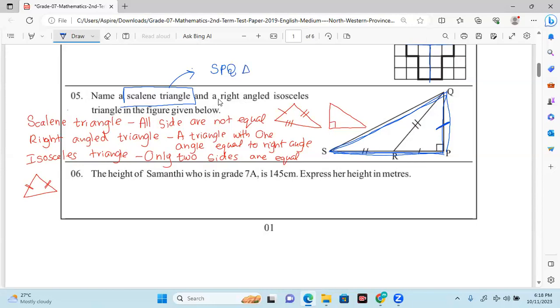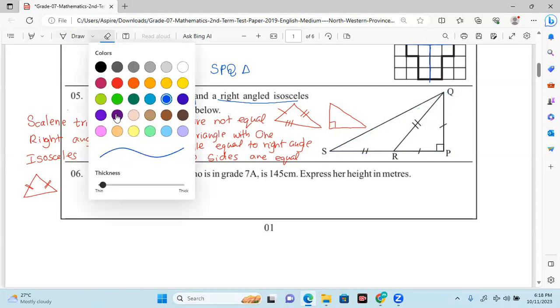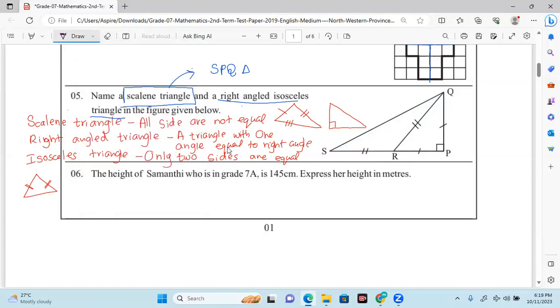Then the right angle isosceles triangle. It must have a 90 degree angle and must also be isosceles. Can any of you tell me the answer? Right angle isosceles triangle. Right, RPQ. RPQ, very good.